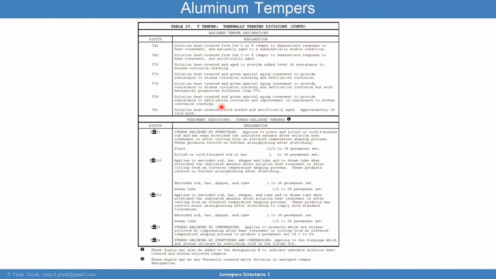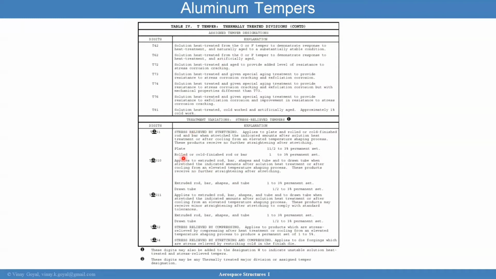Now, I'm not going to ask you to memorize any of this because it's not expected. But when you go to industry, I think what's going to make you successful is to understand where to get the information. You don't always have to memorize the data. If you can, great. But if not, it's important to know where I can go to get the data. So this is one good resource for you to keep in mind when you're looking at aluminum tempers.